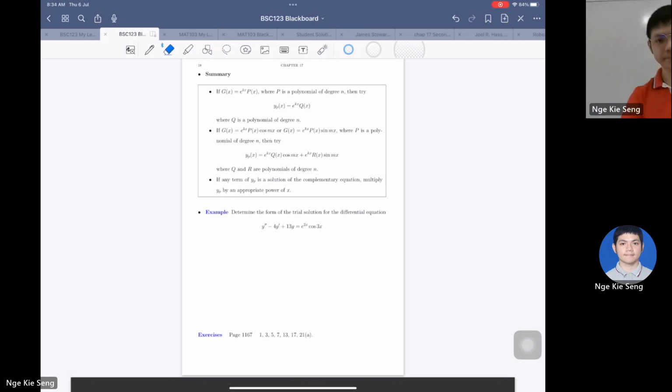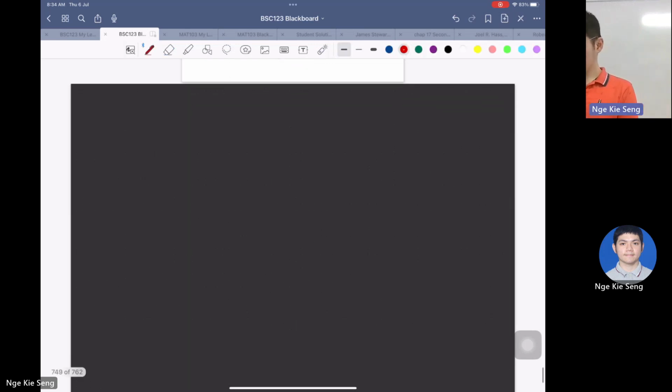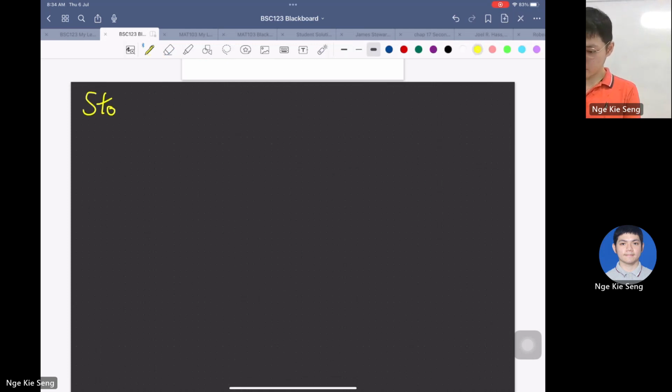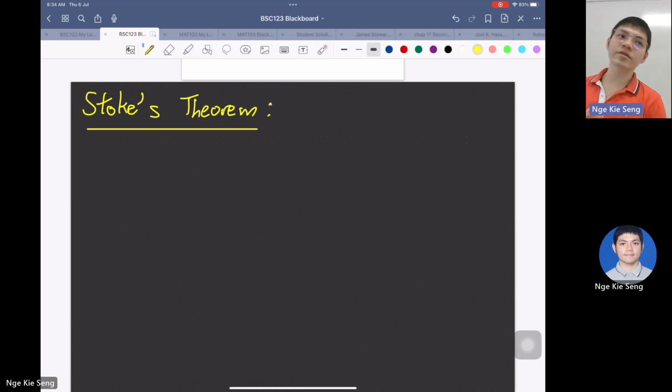Let me think. Okay, I think we start from Stokes' theorem. Let's start from Stokes' theorem. I will repeat the theorem and then we will do exercises. Don't worry, we will do exercises. So let's start with Stokes' theorem. What's the condition again?